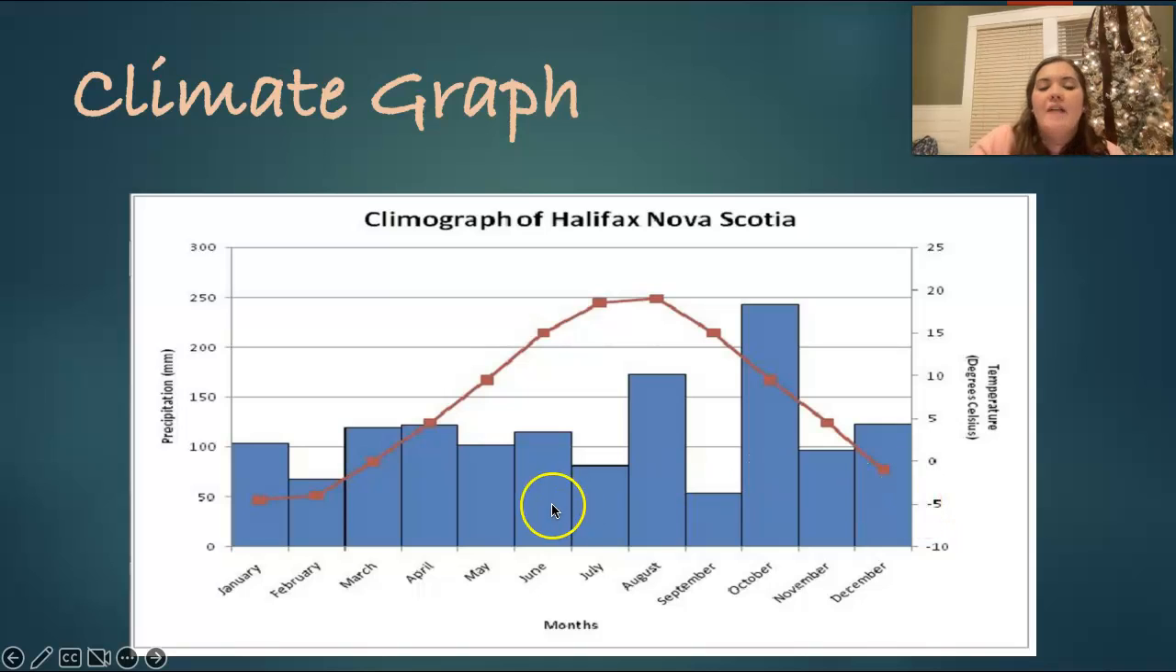The climate graph. Right here we have a climate graph, and these bar graphs are going to measure our precipitation. So it's going to measure how much rain, hail, sleet, snow has fallen over a certain period of time. Now the red bar right here is going to show you the temperature over that certain period of time. And together those both tell us what our climate is going to be.